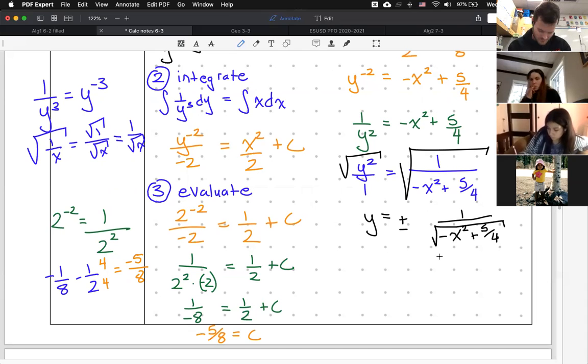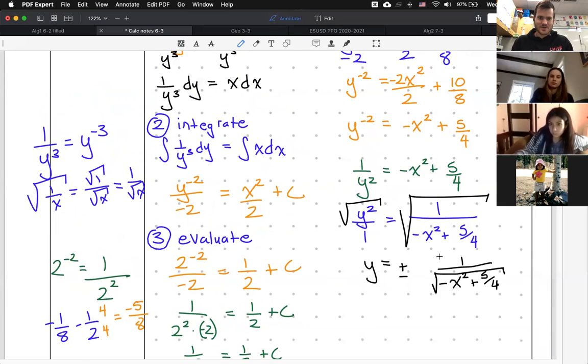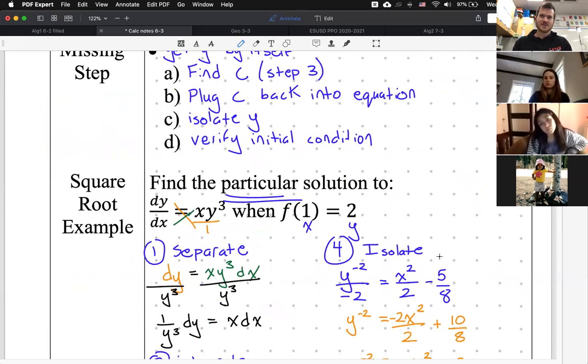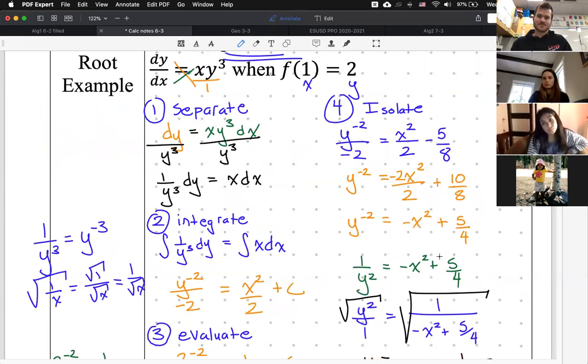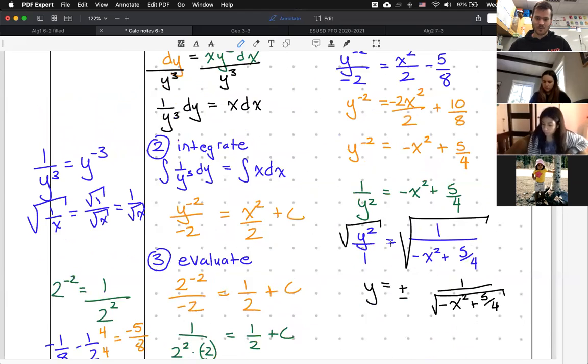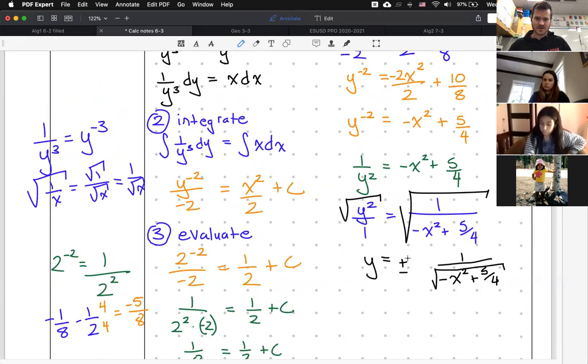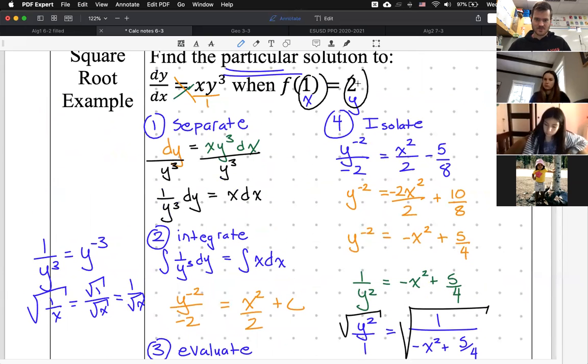Okay, so Fiona's been doing a lot of work. I'm going to switch it up. Andrea, you're going to help us out now. You're doing our final step, which is step D. You're going to verify the initial condition. What that means is just, again, evaluate, plug in 1, plug in 2 to check whether we should be doing a plus or a minus. So again, x is 1, y is 2.